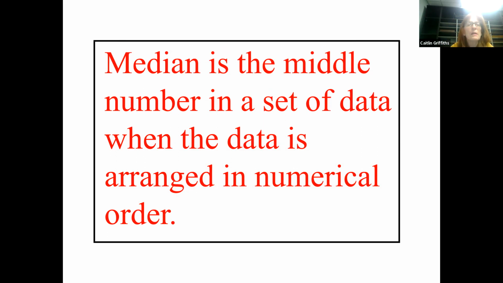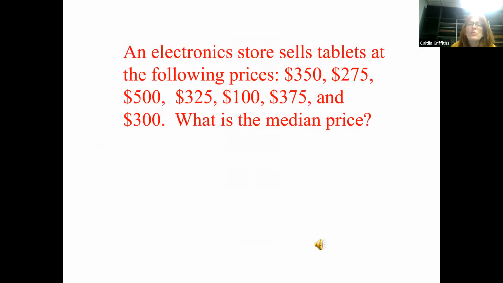So on a test, if a student's given a group of numbers and they're asked for the mean, they don't have to order them. They just add them and divide by the total. But for the median, they're going to order them so that they can see what's in the middle. So the same set of data points: an electronic store sells tablets at these prices. What is the median price?